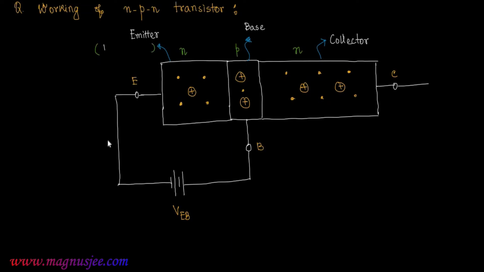In this case the emitter is always forward biased. The emitter is always forward biased with respect to the base.